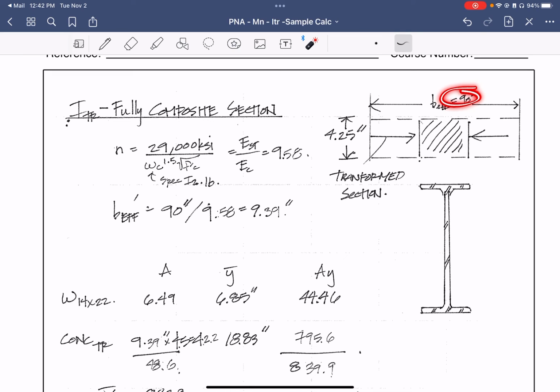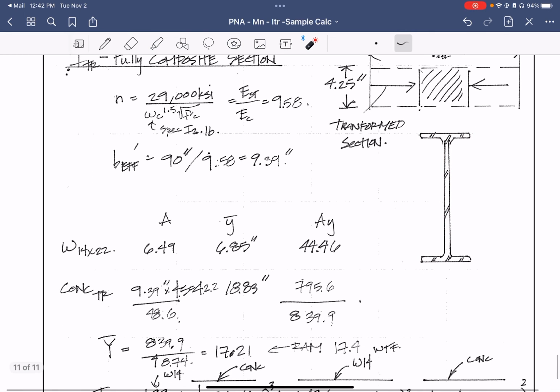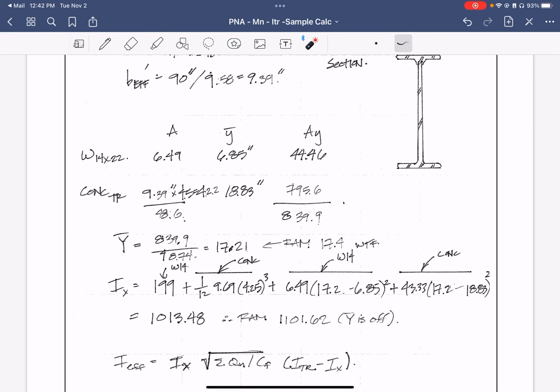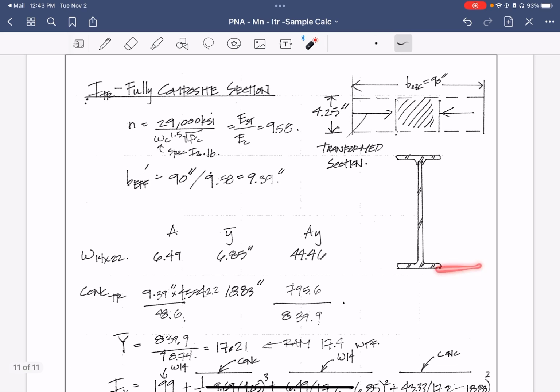Okay, so once we do that, we get the modular ratio. We knew that the b effective was all the way out here. What the modular ratio does is it shrinks it, and this is now transformed into steel. So you have this one also into steel. Once you do that, a lot of this is similar to statics: area, y-bar, and all that. You have the concrete transformed portion, finding your centroid and all that. And what you'll find is that you get 17.2 as where your neutral axis is going to be.